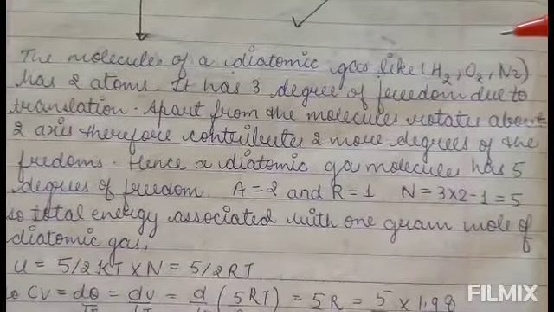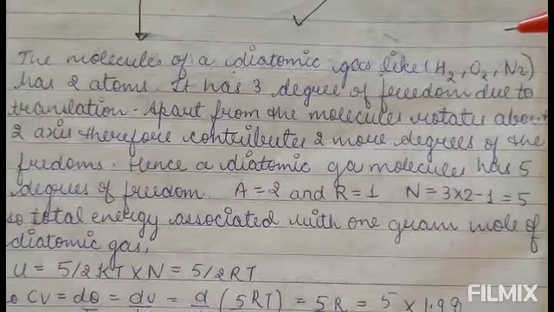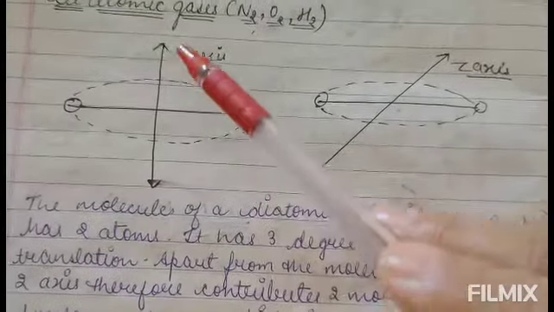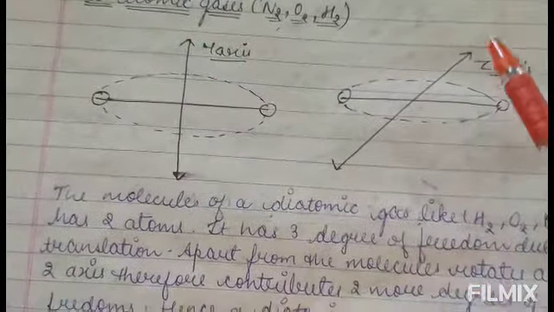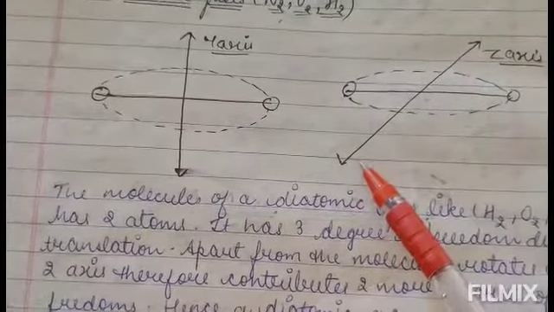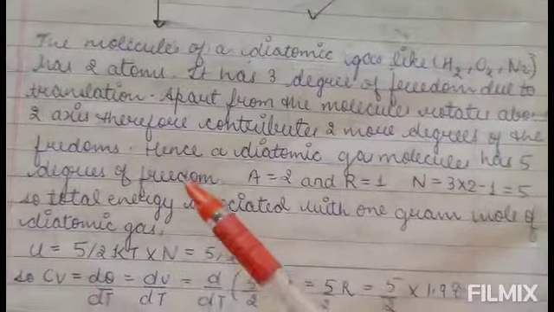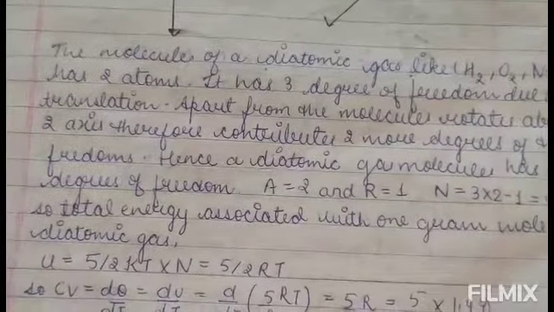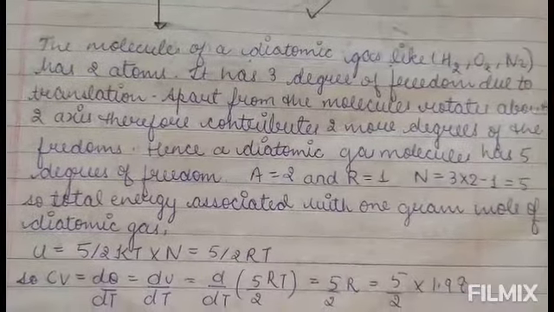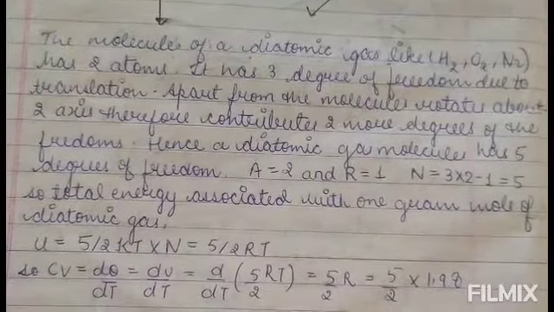Apart from that, the molecule rotates about 2 axes. You can see that if it is arranged along the x-axis, it can rotate about the y-axis and it can rotate about the z-axis also. So it can rotate about 2 axes, and therefore there is a contribution of 2 more degrees of freedom. Hence a diatomic gas molecule has 5 degrees of freedom.